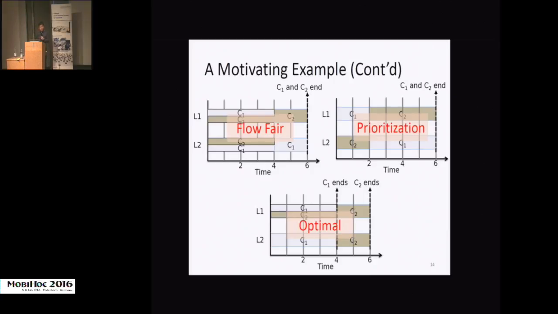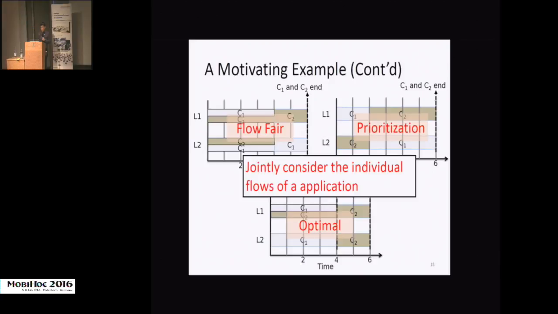If we move back to compare the optimal with the individual flow scheduling approaches, we can easily find that the reason the individual flow scheduling approaches do not perform very well is that they ignore the joint effect among the flows on different links, which may come from the same application.